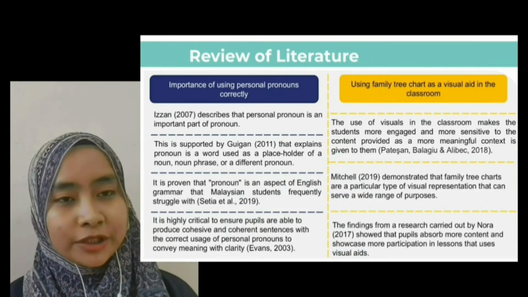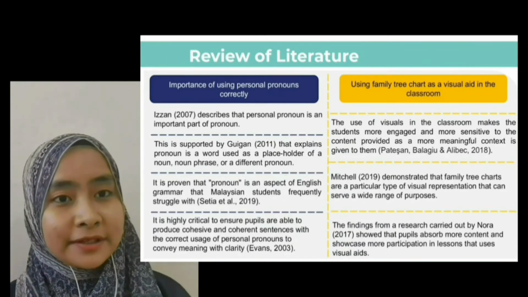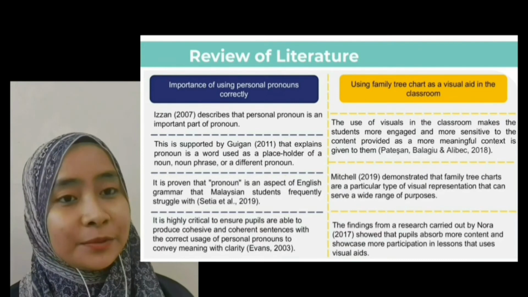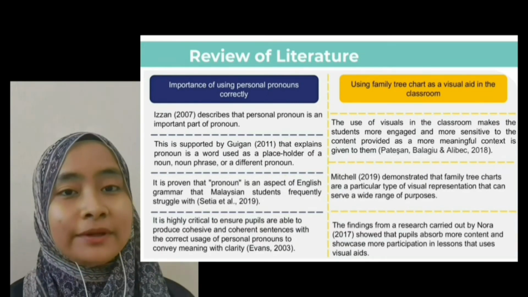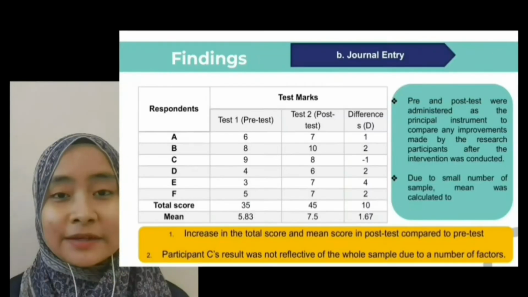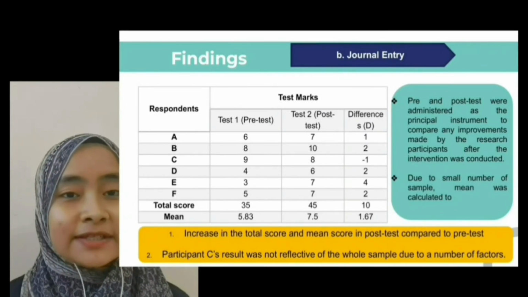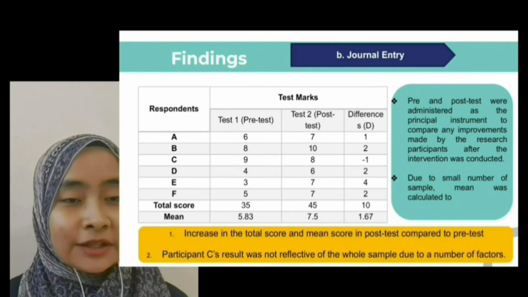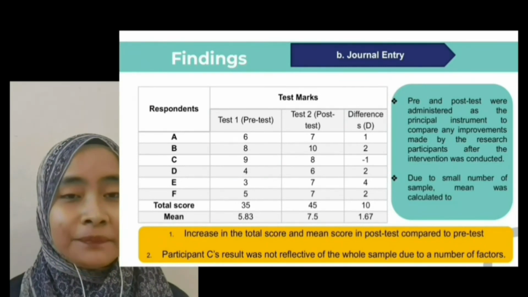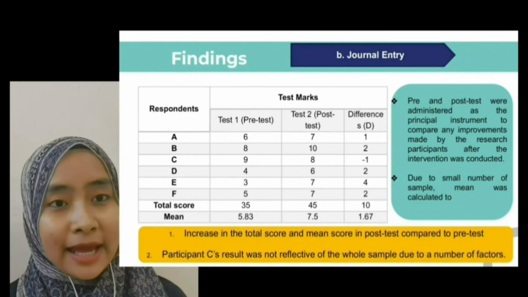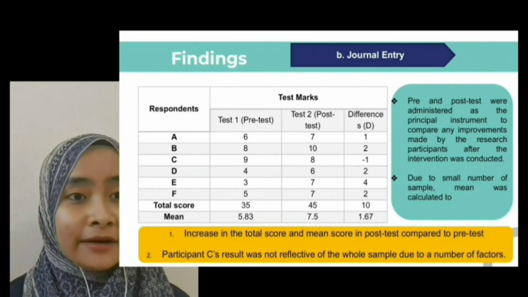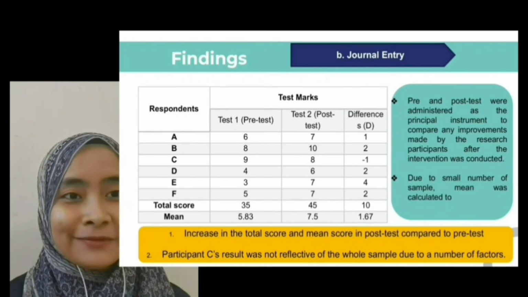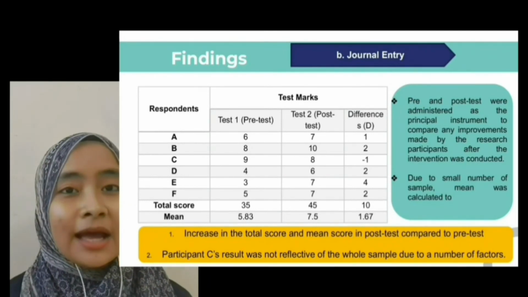Therefore, these reviews of literature have assured me that my research issue and the intervention that I chose to be implemented is relevant and valid to be explored further. As a researcher, the finding of this research through the methodology that I chose has allowed me to see a clear comparison between the test score before and after the intervention was carried out and also the acceptance of my participants towards the family tree chart strategy.